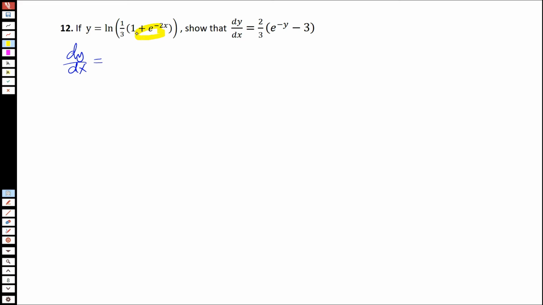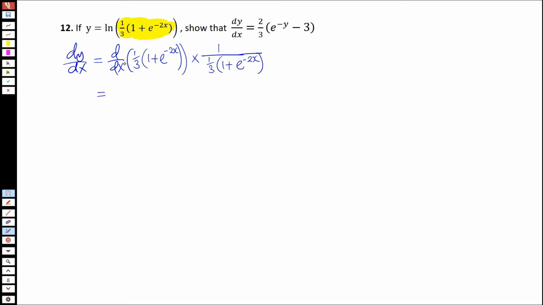notice here that we have a function inside this given function, which implies that we are going to apply chain rule. So that will be the derivative of what's inside, which is a third into 1 plus e to the power negative 2x, multiplied by the derivative of the outside. Now you know that the derivative of ln something is just 1 over that. So this will be 1 over a third into 1 plus e to the power negative 2x.